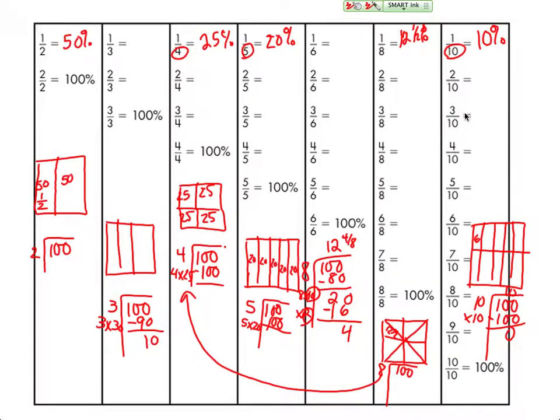If you're skip counting by 3, how many 3's will go into 10? How many 3's will go into it without going over? 3. So 3 times 3 is 9. That leaves me with 1. So I have 33 and then 1 out of 3. So this will be 33 1/3%.